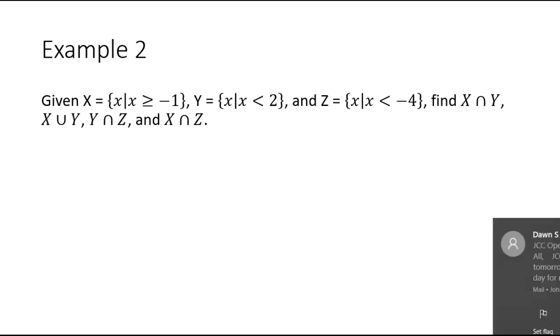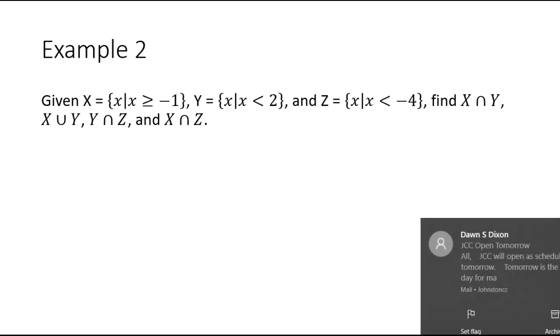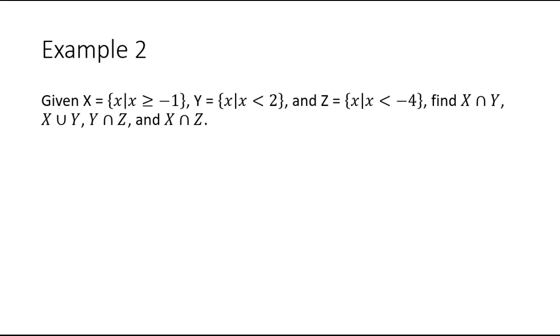This is example 2 from lesson R.1. We are given the sets x, y, and z. X would be all of the numbers that are greater than or equal to -1. Y would be all of the numbers that are less than +2. And z would be all of the numbers that are less than -4.